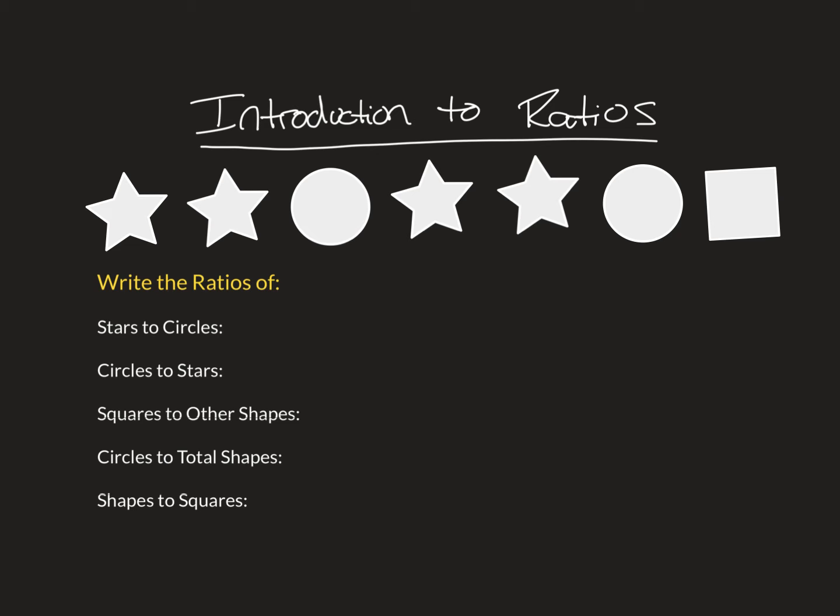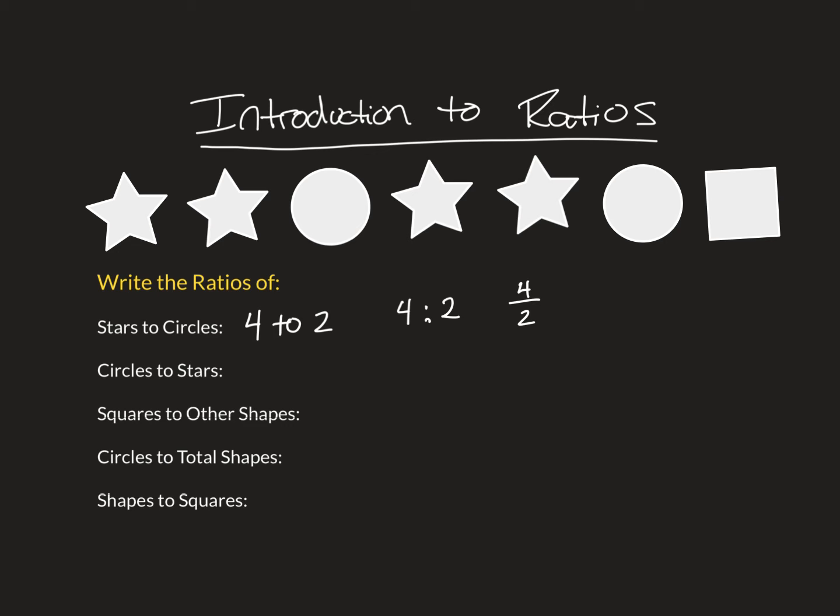If I asked you to write the ratio of stars to circles, you would count the number of stars, 1, 2, 3, 4, and you'd count the number of circles, 1, 2. So my ratio is simply 4 to 2, or I can write it as 4 with a colon and 2, or I can write it as a fraction, 4 over 2.